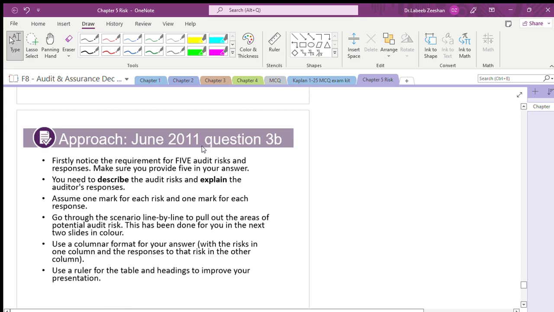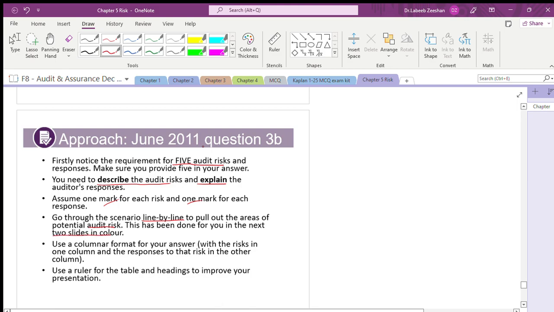See the things. First, notice the requirements. They are asking you for 5 audit risks and 5 responses. You have to describe the audit risk and explain. One side you have to describe, one side you have to explain. 1 mark for each. Go through the scenario line by line to pull out the areas of risk. This has been done for you in the next 2 slides in color.